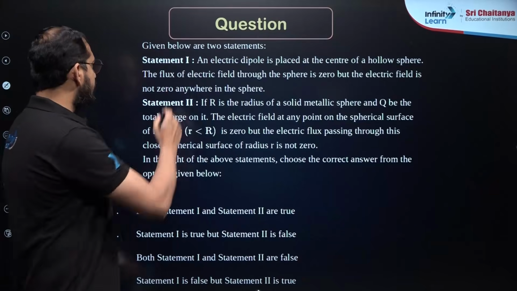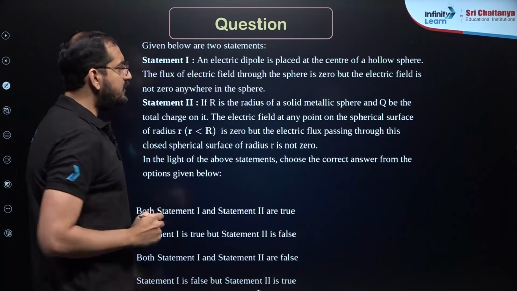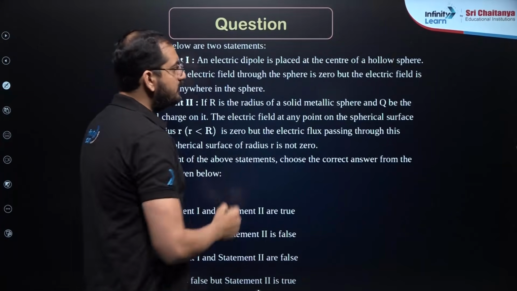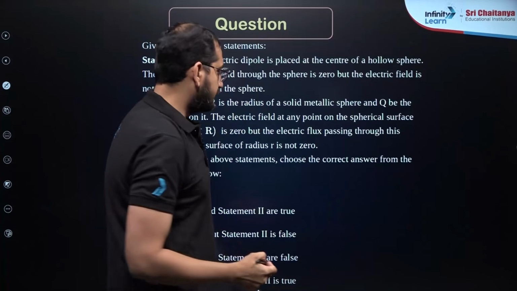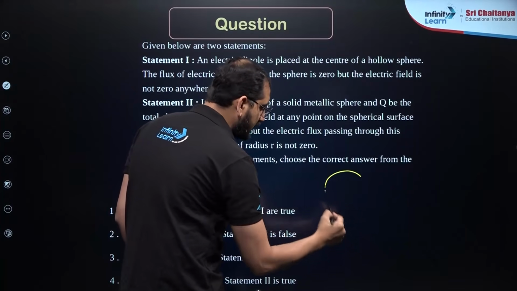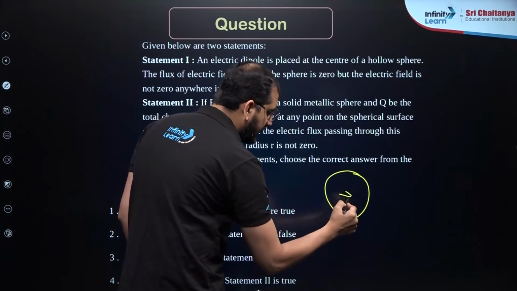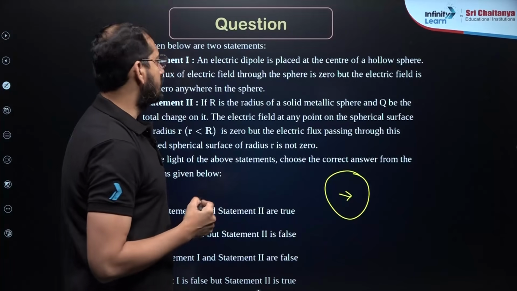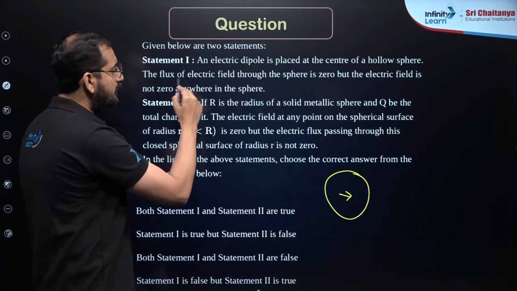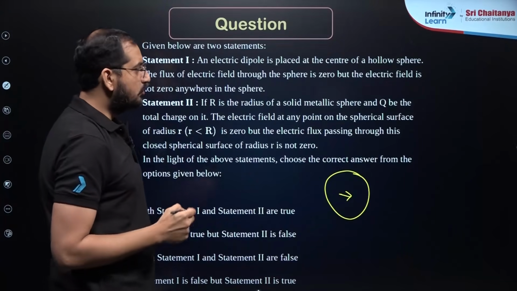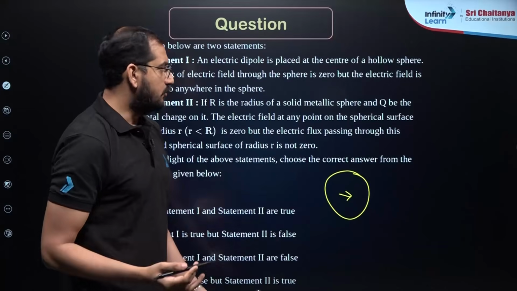So the question says in statement 1 that an electric dipole is placed at the center of a hollow sphere. So here we have a hollow sphere. There is an electric dipole at the center of the hollow sphere. The flux of electric field through the sphere is 0, right?